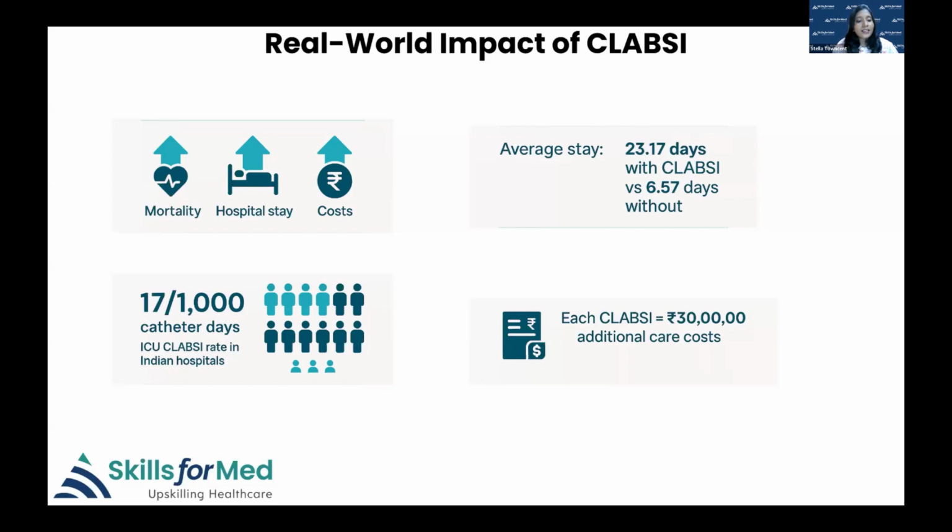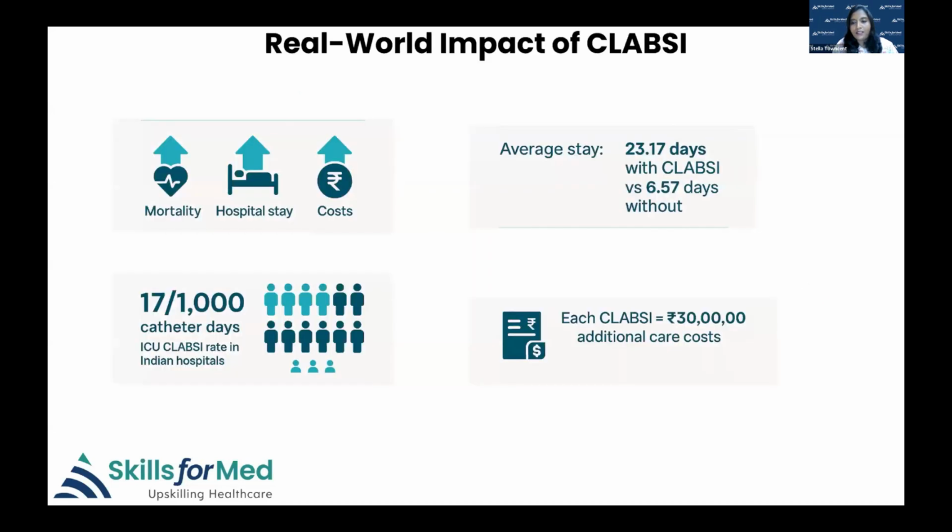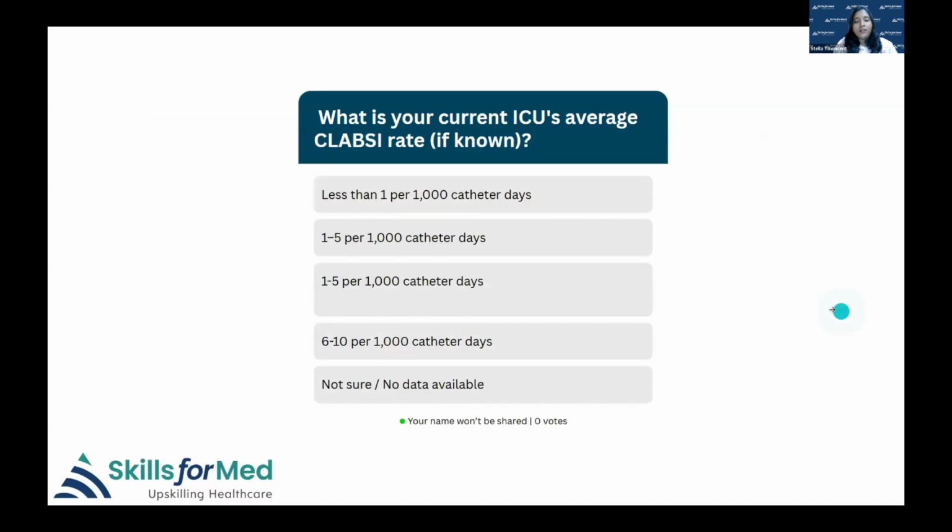The study says the ICU CLABSI rate in Indian hospitals is that out of 1,000 catheter days, 17 patients are getting affected, and each CLABSI has a cost involved, it's like 30 lakhs actually. No, it's not 30 lakhs. It's actually 30,000, but it is in a government hospital. The study was from a government hospital. Okay, so we really don't know what it is in a private hospital. Yes, I don't think there are any Indian studies yet. Yes, thank you, sir, for pointing that out.